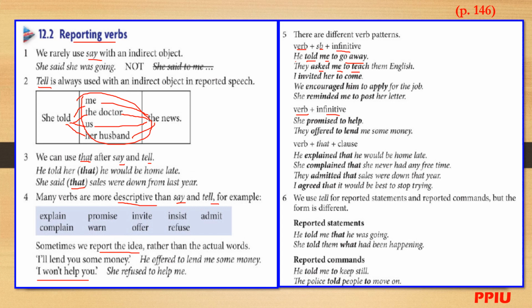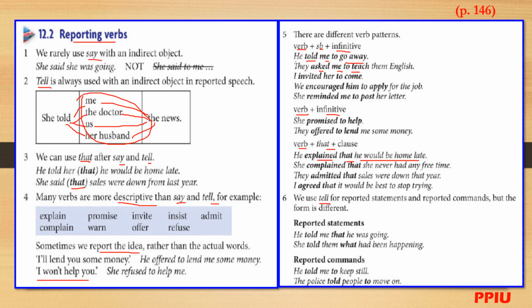The other part is about verb plus that plus clause. He explained that he would be home late. Explain is the verb, then that, and then the clause in here. She complained that she never had any free time. They admitted that sales were down that year. I agreed that it would be best to stop trying. Something about this one, right?